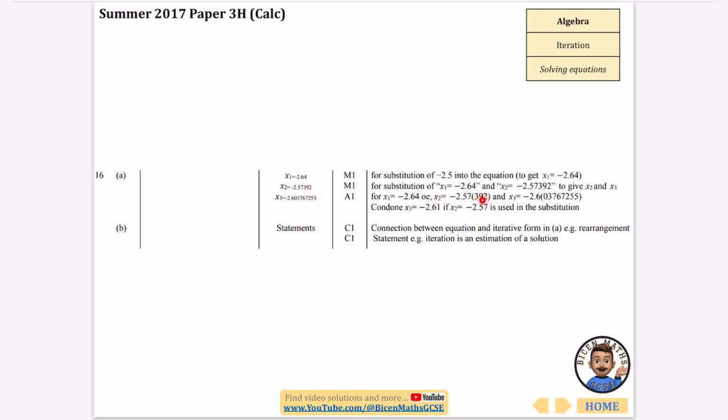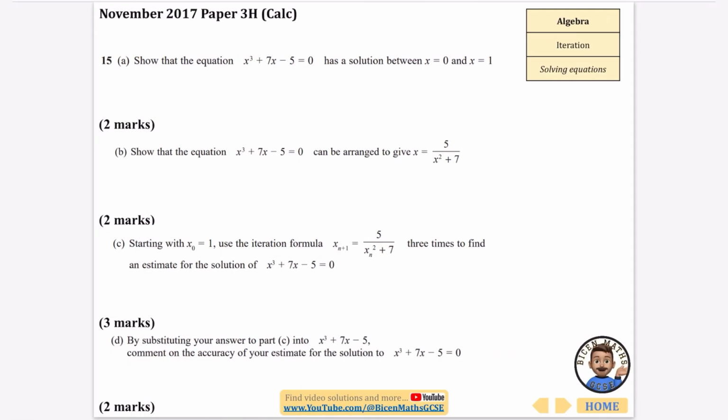So we have got these ones that we've got here. I think it probably would allow us, yeah, it just only wants it to 2 decimal places, maybe even 1 decimal place for the third one. But we actually had it correct to 3 decimal places. So it's the connection between the equation and the iterative form, i.e. it's a rearrangement, and so the iteration is an estimation of a solution. Okay, we're actually going to be doing some other bits now.